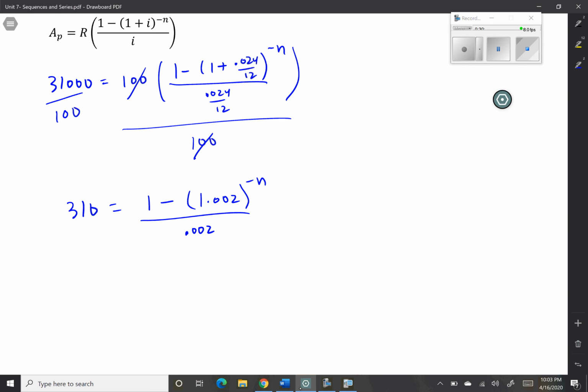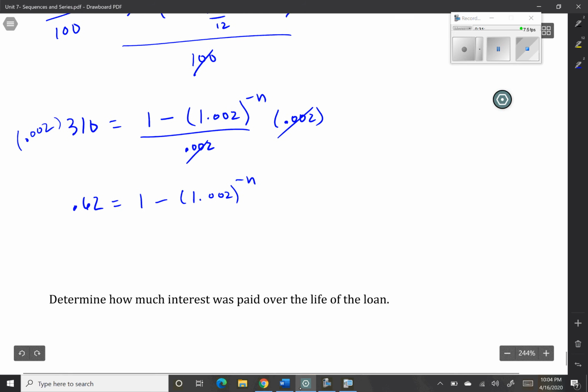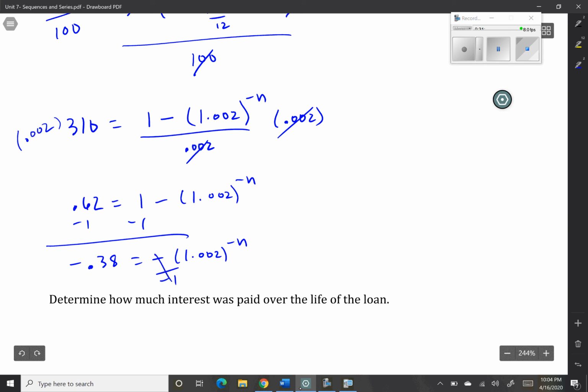So I got rid of some fractions, I moved the 100 to the other side, and now I have another algebraic step. I need to get rid of this 0.002, so I'm going to multiply it to both sides. That gives me 0.62 is equal to 1 minus 1.002 to the negative n. We're getting there. Subtract 1 from both sides. That's negative 0.38 is equal to negative 1.002 to the negative n. Both sides have a negative, so I can divide away the negative 1, and I get 0.38 is equal to 1.002 to the negative n. Now I'm ready to do logarithms.